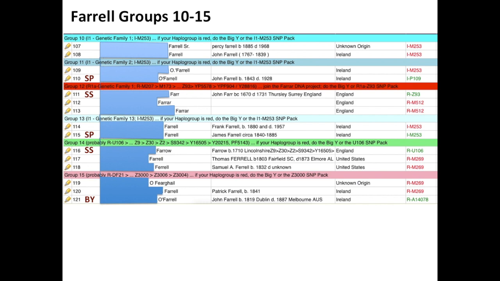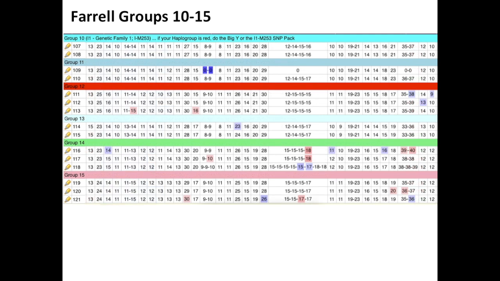So these are largely Farrells. The first two are Ireland, this England, and then Ireland, possibly England, and then Ireland. There's not much that you can say about these. They look to be relatively well grouped together. There aren't a huge amount of mutations in any of the groups, but you're only comparing two or three people at the most.